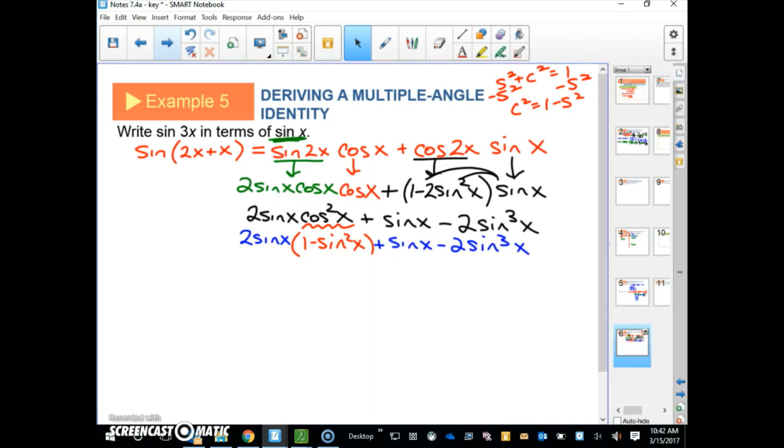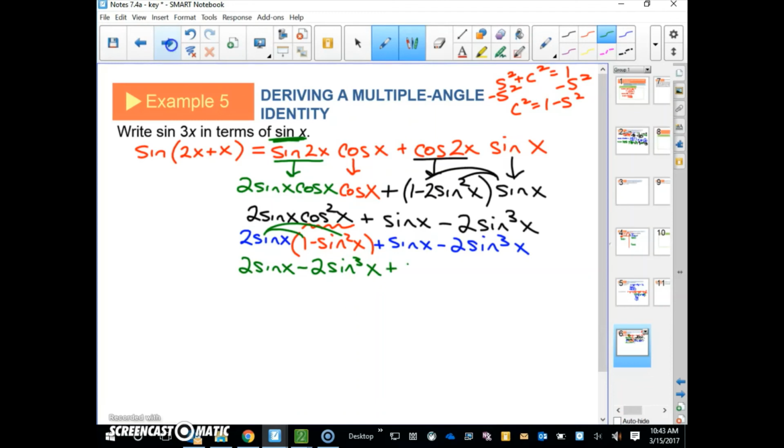And I'm pretty much finished. I'm only in terms of sine x. The only thing left to do is simplify. Okay, I can distribute. I'm going to have some like terms. Let's go ahead and do that. Distribute this to sine x. I would have 2 sine x minus 2 sine cubed x.